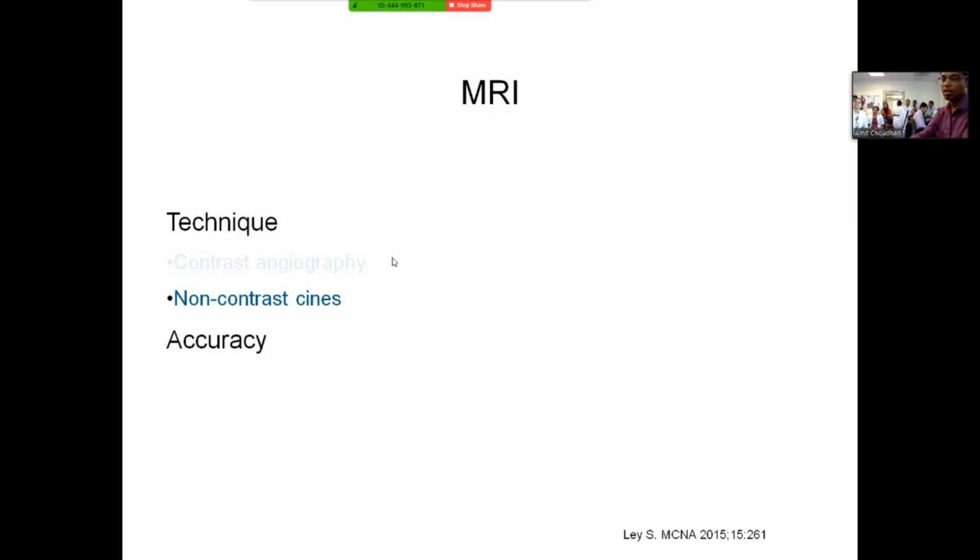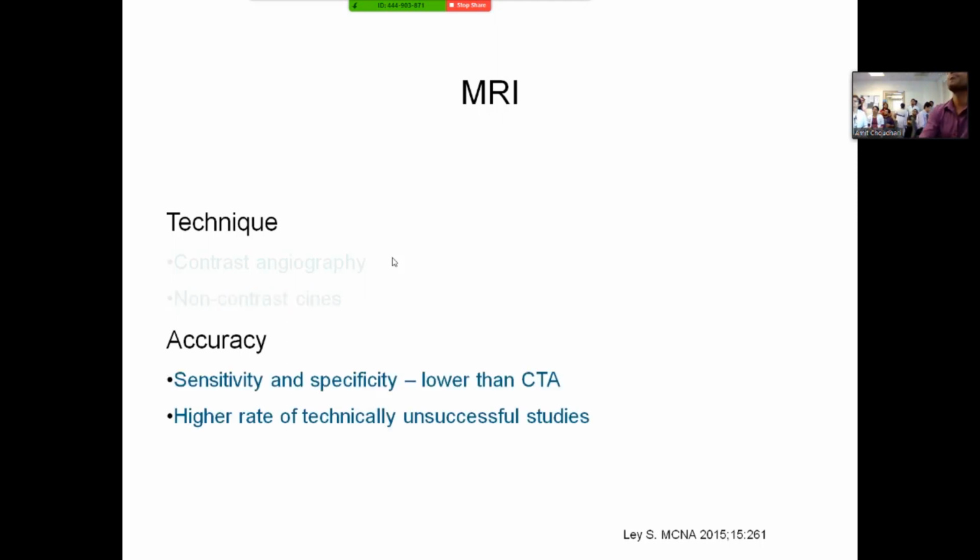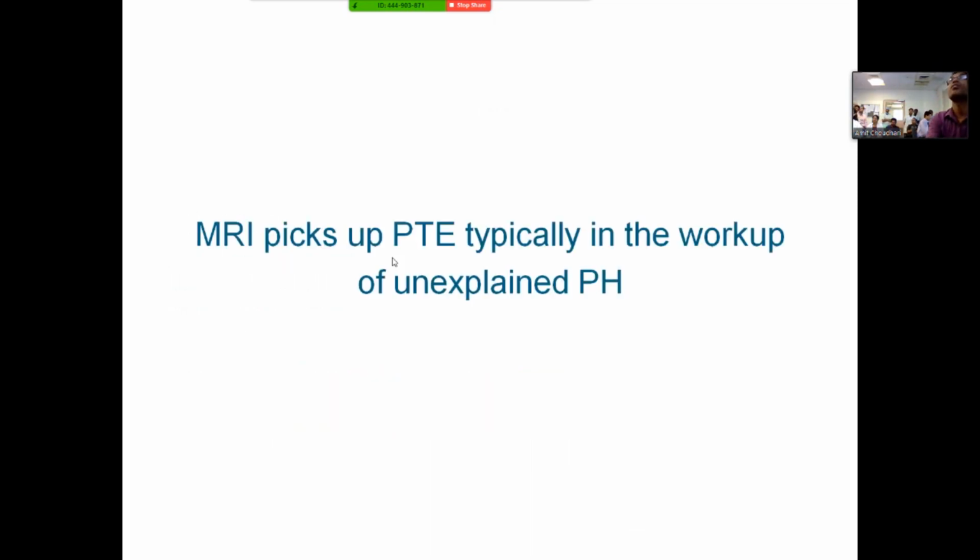The sensitivity and specificity are lower. Interpretation of MRI is still a problem among radiologists also. Okay? And there is a high rate of technically unsuccessful studies. So MRI, if you do, most of the time is referred for something else, and you pick up unexplained pulmonary hypertension and all those kinds of things. So these are the things we are doing.